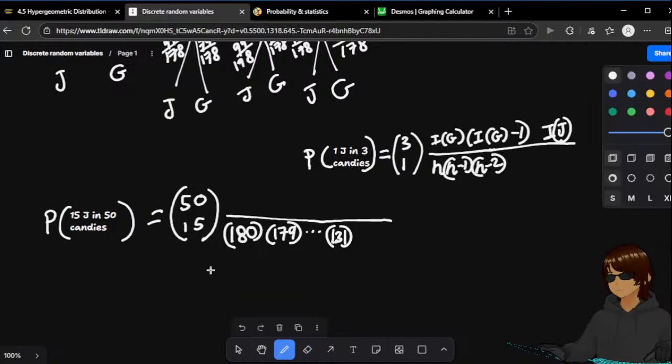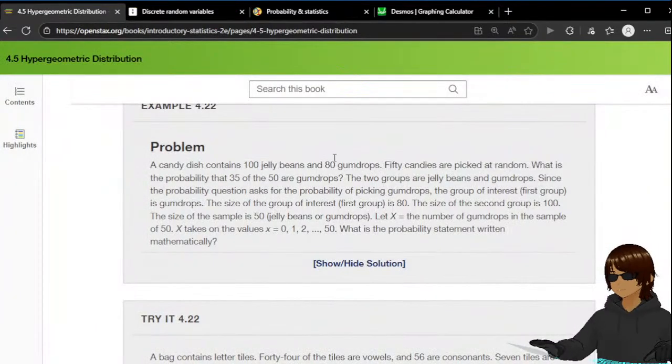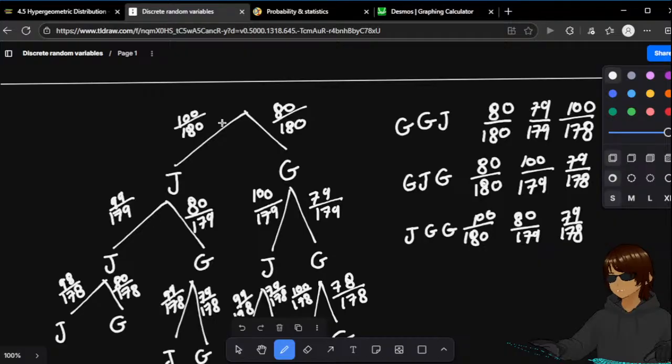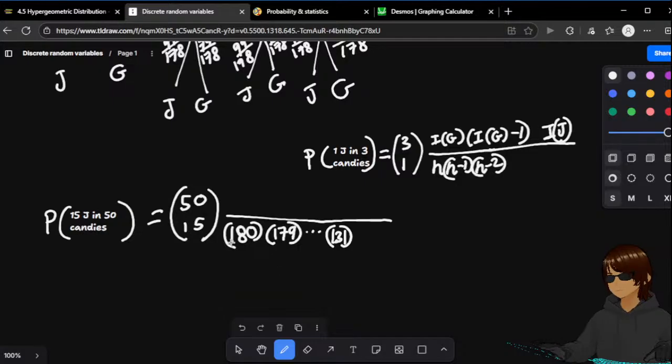Still 131. And we need the initial probability. The initial probability of picking jelly beans is 100 over 180. This minus 1, and then minus 2, and then minus 3, all the way till 15, right?